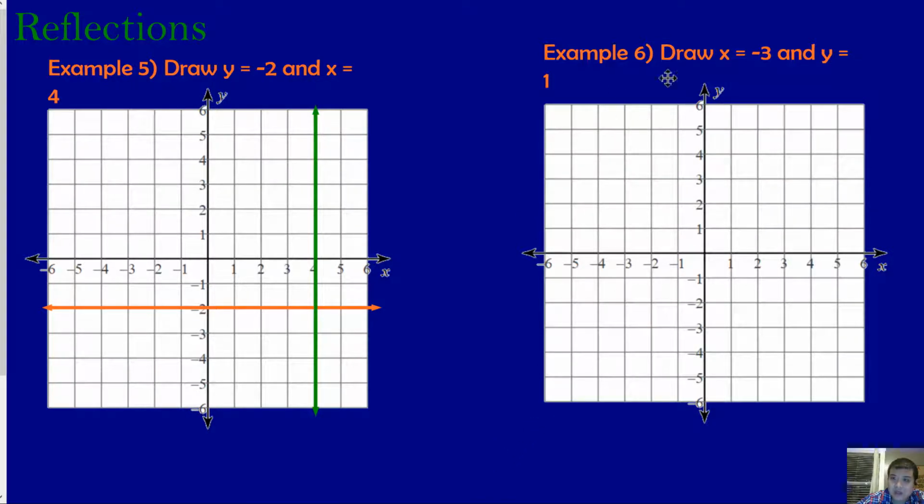Okay. For this one, x equals negative 3. Again, that's going to be all the points on here because all of these points right here have an x coordinate of negative 3. And then y equals 1 is going to be a horizontal line right here because all these points, (1, 1), (2, 1), (3, 1), (4, 1), all of those have a y coordinate of 1.